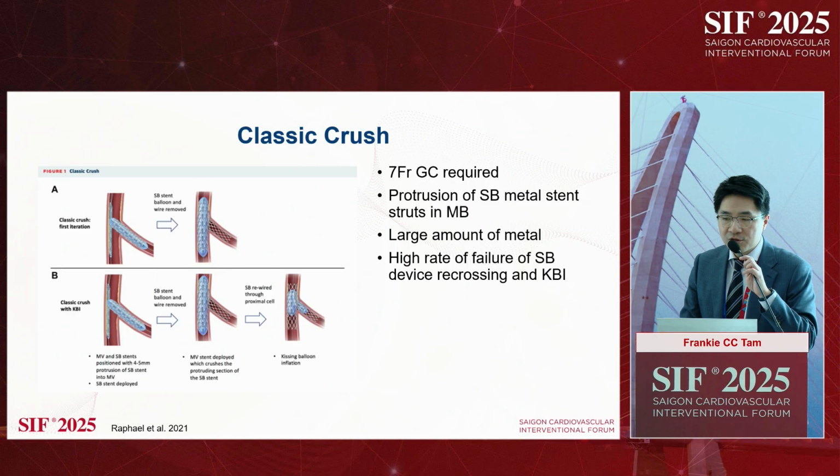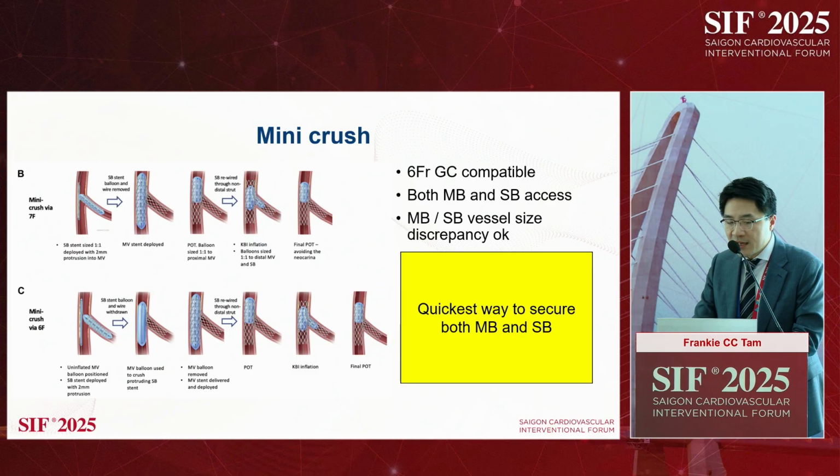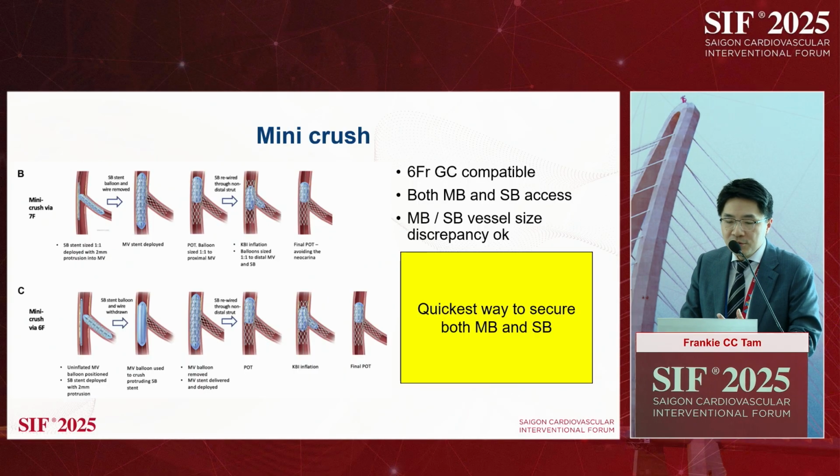However, the classic crush has a lot of metal, and there is a higher rate of failure to recross the side branch, which causes increased balloon inflation. So nowadays, not many people perform the classic crush. On the other hand, mini crush is, I would say, one of the very commonly used and very versatile approaches to perform an upfront two-stent strategy. It is 6 French compatible, we have both main branch and side branch access, and it is good even if the main branch and side branch size discrepancy is big. I think it is the quickest way to secure both the main branch and side branch if you want to perform a two-stent strategy as quickly as possible.